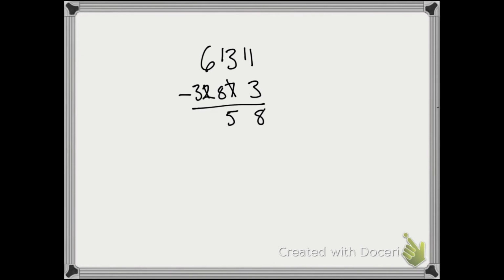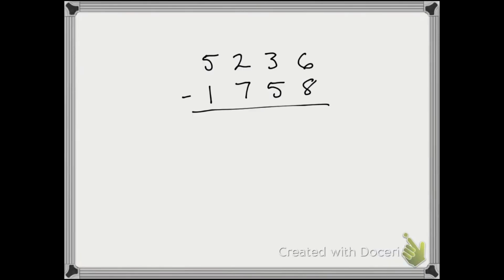So now 3 from 6, which I can do, is 3. And the difference between the two original numbers is the same as the difference between the numbers once I've added 10 and 100, and if need be, more. So the difference between the two numbers is 358.